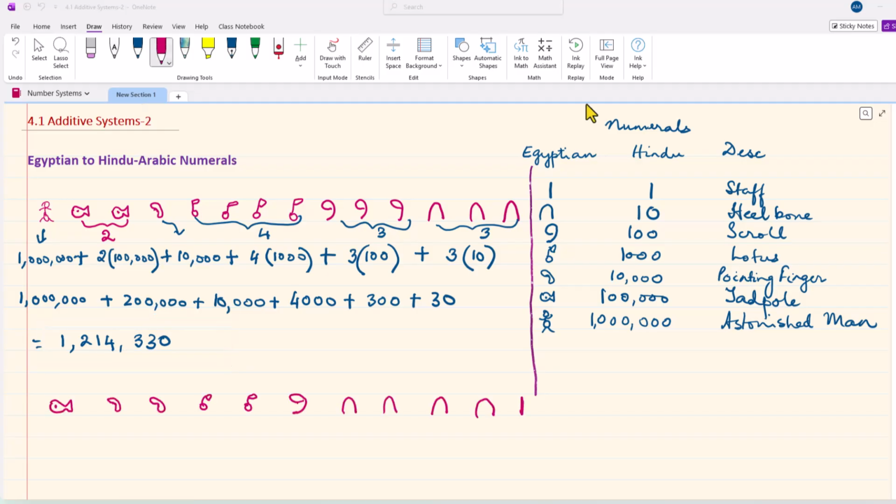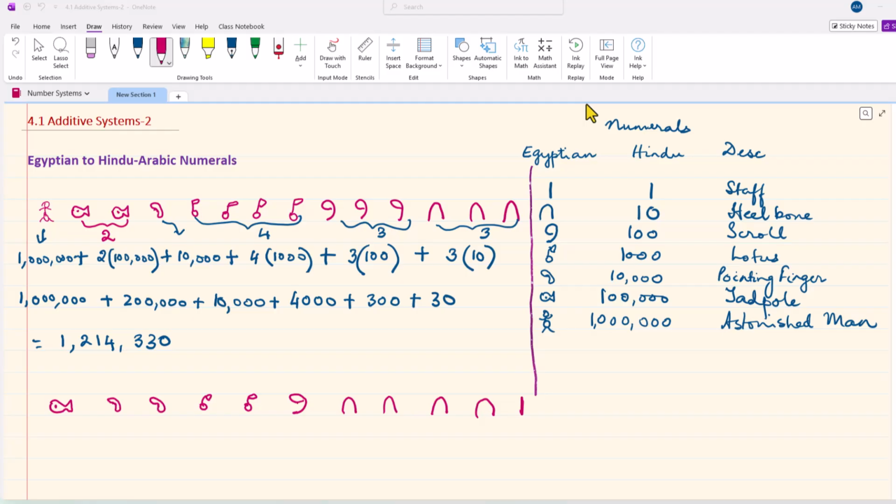All right? Let's work on a second example now. We have the numeral listed here. It starts with a tadpole symbol followed by two pointing fingers. Then we have two lotuses. We have a scroll and then four heels followed by a staff. So all you do is write their decimal equivalents below them and sum them up.